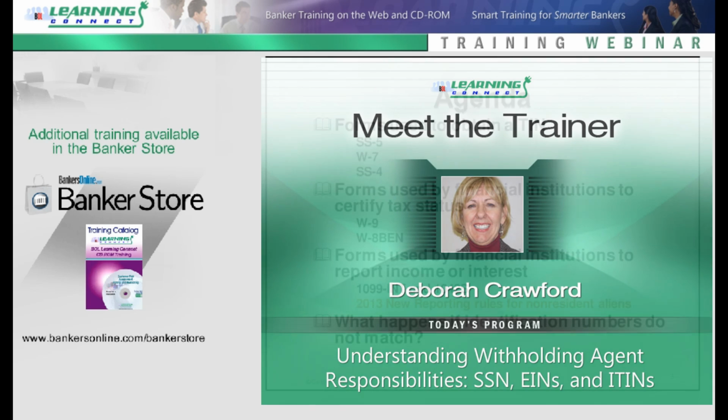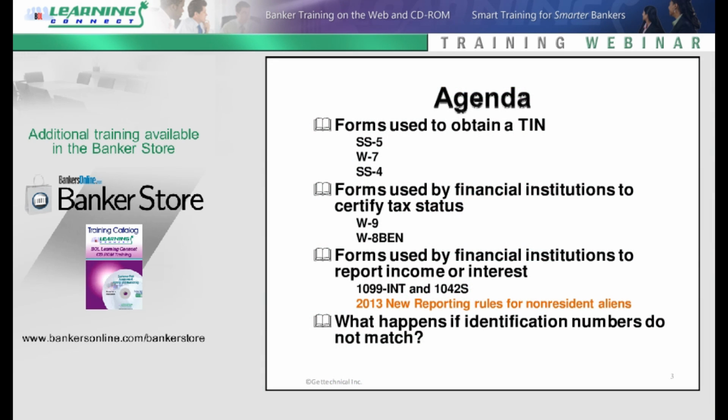So as we begin today and we walk through our agenda, we're going to talk a little bit about the SS-5 form and the W-7 and SS-4, how our customers obtain tax ID numbers, and then we'll talk about the W-9 and the W-8BEN and our certification process. And then the forms that we use to report interest, of course, the 1099-INT, the 1042-S primarily is what we want to focus on, the new one. And then what to do when your tax ID numbers don't match.